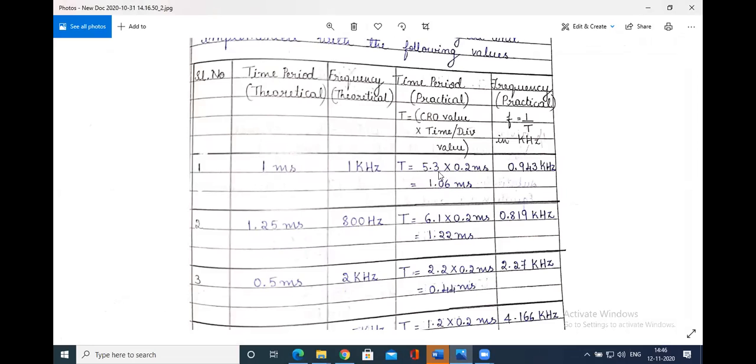Remember, 5.3 into 0.2, these are all the calculations in CRO. You are quite lucky as of now that you don't have a physical experiment. You have only the direct values to be calculated in simulation, that is in Multisim. Similarly, practically, once you find T, by T equals to frequency, you match 0.94 kilohertz. You match this frequency with the theoretical frequency. See, it is nearby almost, right? This is a practical value.